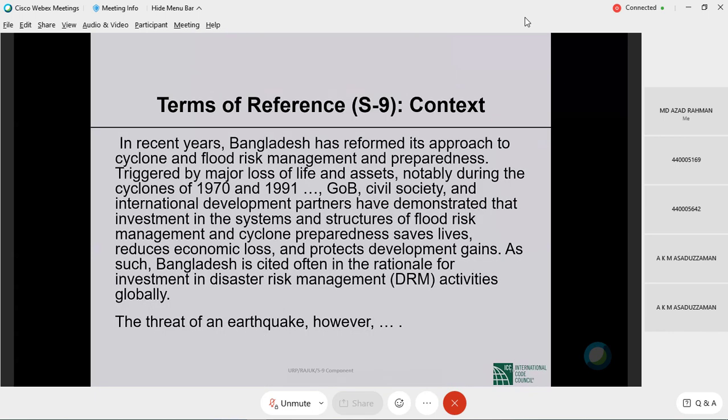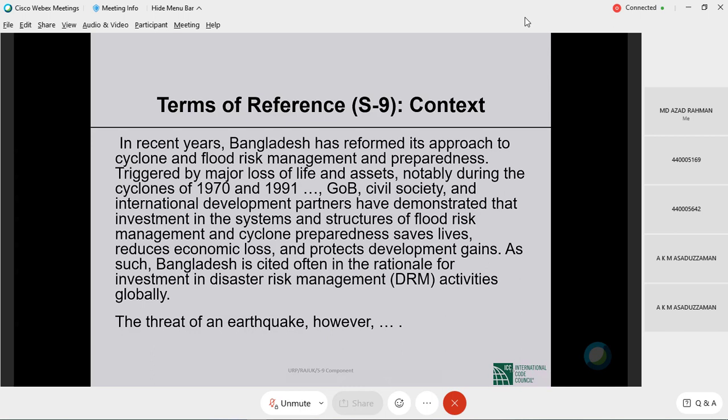Now, this is something I wanted to bring up. This is from the terms of reference of our project S9, which has to do with code enforcement. This is a World Bank document. In recent years, Bangladesh has reformed its approach to cyclone and flood risk management and preparedness, triggered by major loss of life and assets, notably during the cyclones of 1970 and 1991. Those are the two big ones in recent memory.